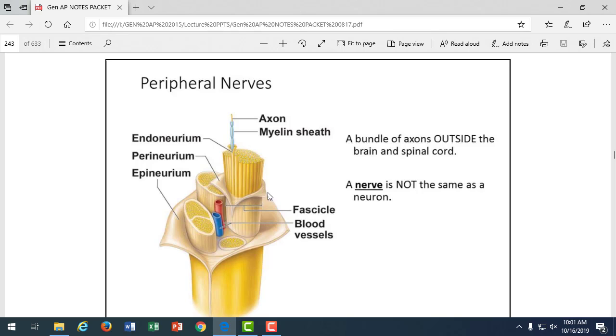So when you look at the nerves, remember we looked at this in lab already, they're bundles of myelinated axons outside the brain and spinal cord. So you want to highlight or underline the word outside. And the word nerve and neuron is not the same thing. We talked about that in lab. A neuron is a single nerve cell. A nerve is just a bundle of axons. So it's part of many neurons all bundled together with myelin for conducting action potentials very quickly to and from the spinal cord.